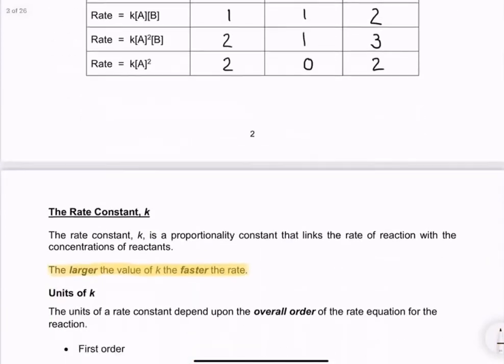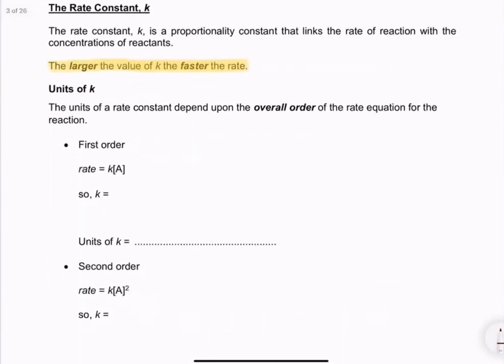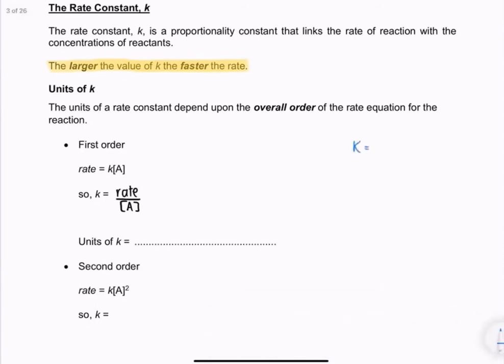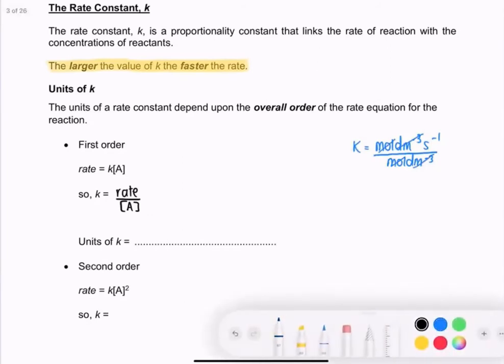So we go back. Now we're going to rearrange this rate equation. Rate equals K times A. So K is rate divided by, we're going to divide both sides by the concentration of A. So what we can do is work out the units for that. If the units of rate are moles per decimetre cubed per second, and the units of concentration are moles per decimetre cubed, we can cancel those concentration units, and we'll be left with the units of K being seconds to the minus 1.